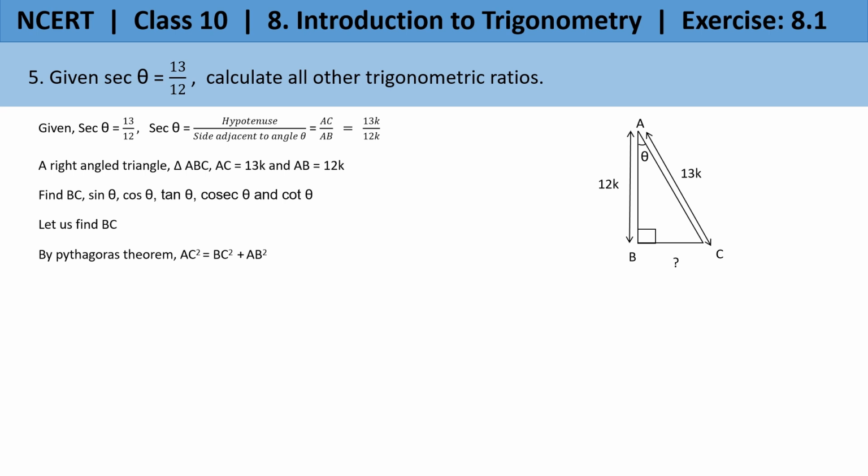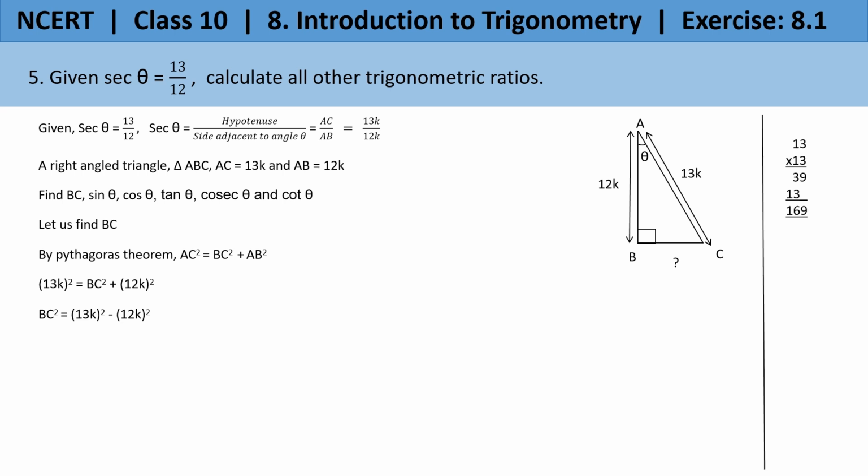In a right-angled triangle, hypotenuse square is equal to the sum of squares of the other two sides. AC square is equal to BC square plus AB square. 13k square is equal to BC square plus 12k square. Let us subtract 12k square on both sides of the equation. BC square is equal to 13k square minus 12k square. 13 square is equal to 169. BC square is equal to 169k square minus 144k square.